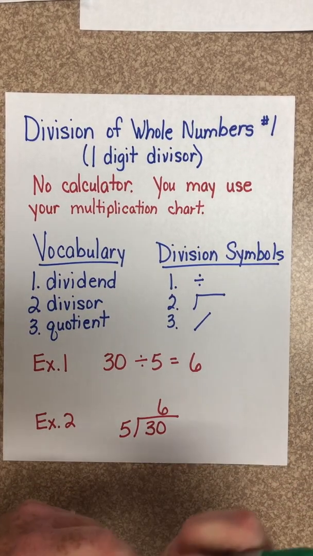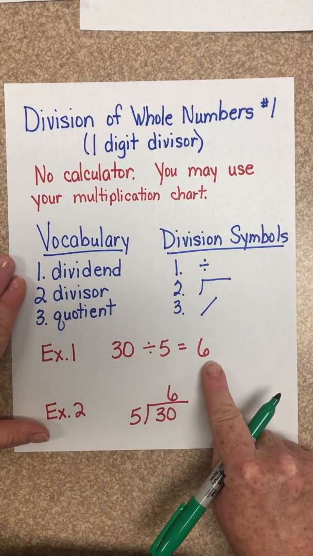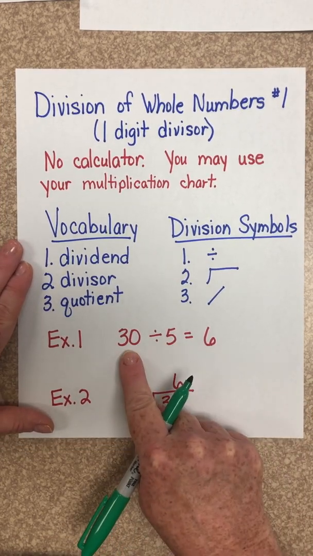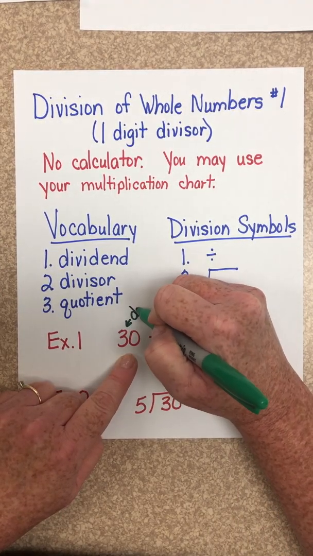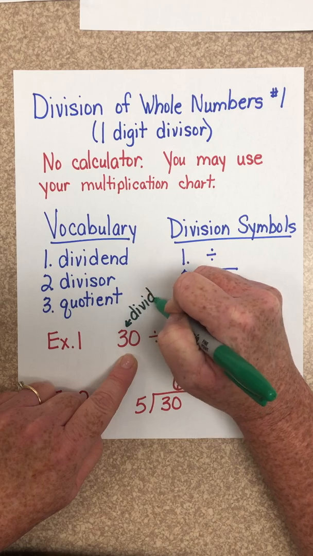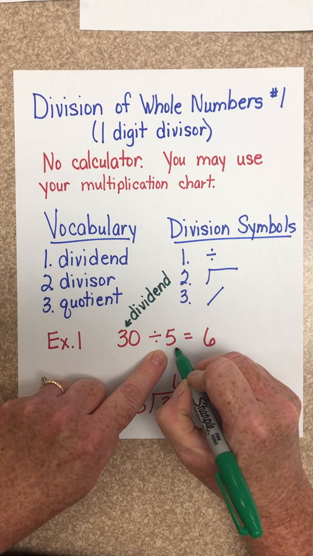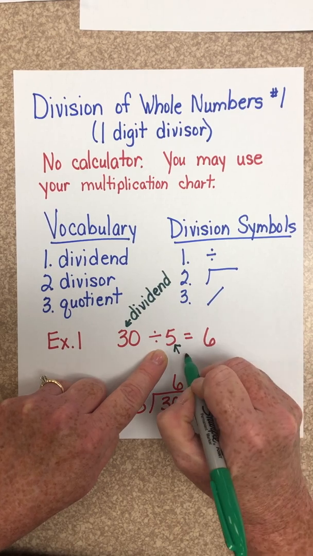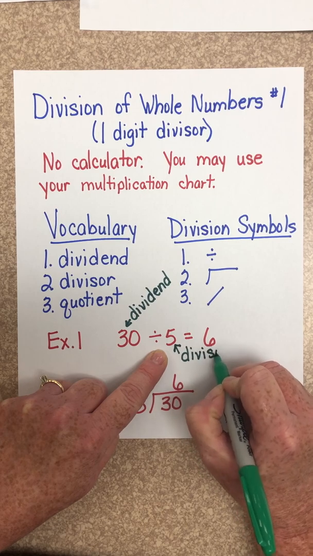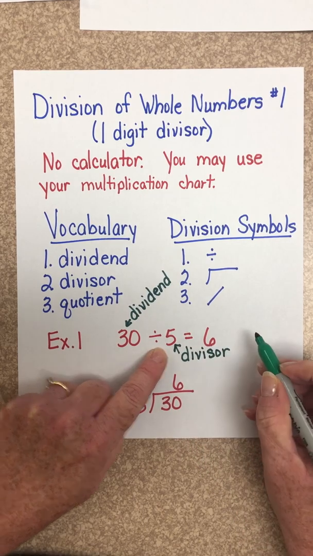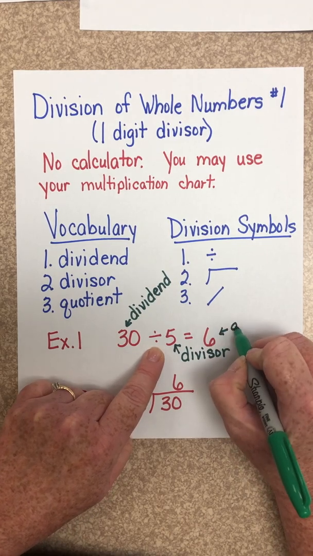Let's look at the first example. 30 divided by 5 equals 6. The first number is your dividend. The second number is your divisor. And the answer to division is your quotient.